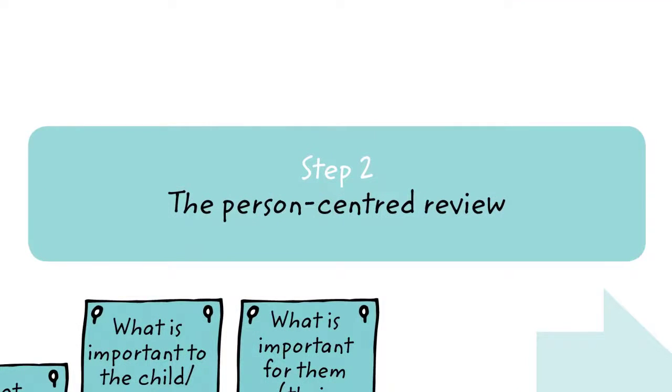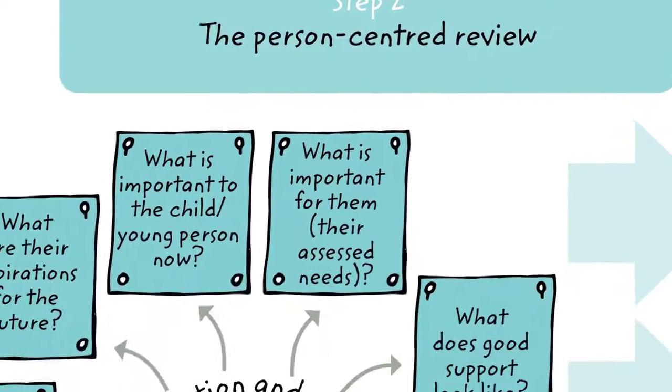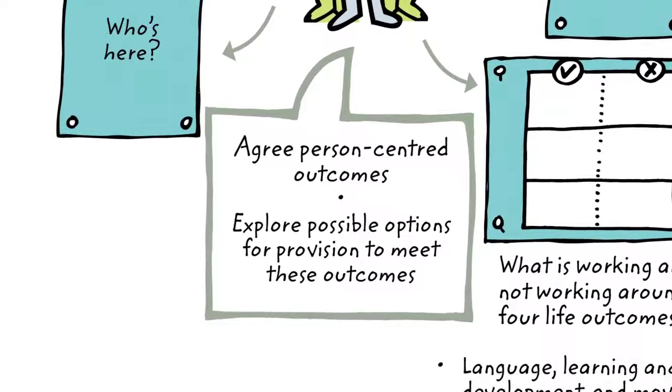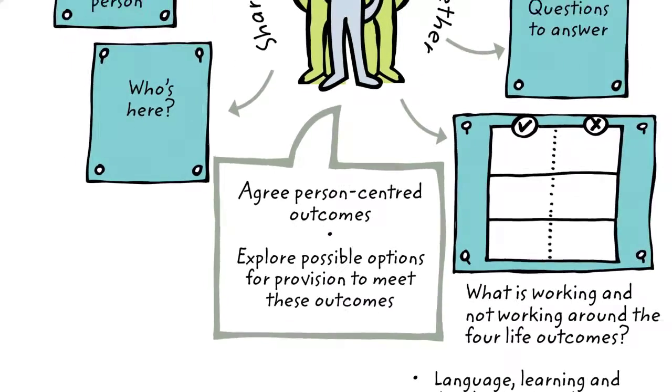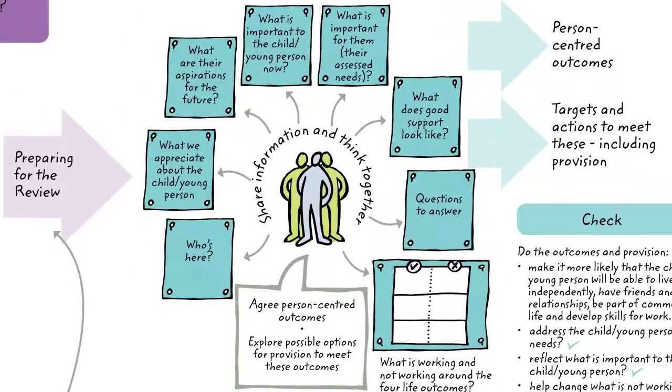The person-centred review. The purpose of this review is to agree person-centred outcomes and to explore possible options for provision to meet these outcomes. To achieve that, the first step is to share all the information that's been gathered and then use this to inform outcomes. All the information about what's available locally and what's practical and possible must be shared with the family before getting to the review.